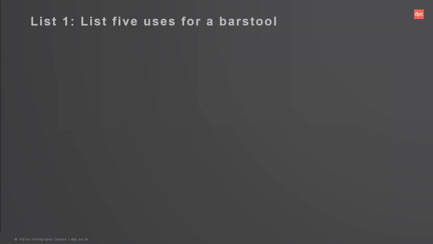Okay, the next exercise on your list, list one has got 5 extra bold stripes. That's where we're going to write now, because I only need 5 uses for a bar stool. You have 30 seconds for that.